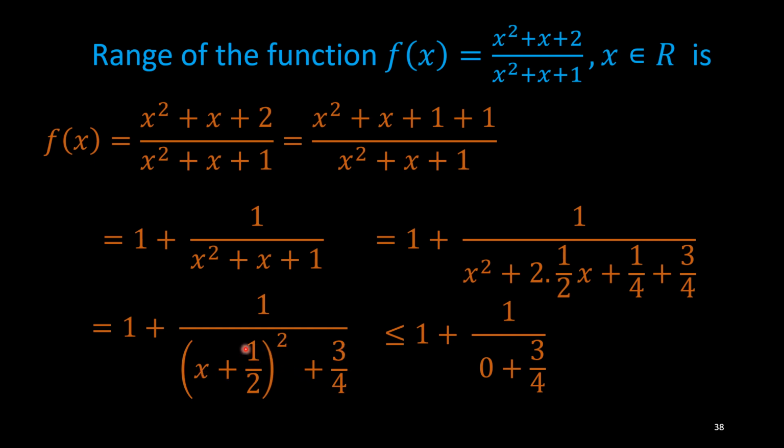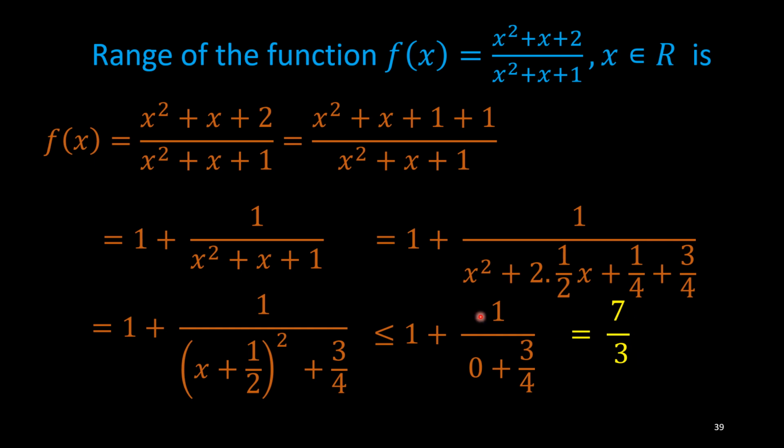And you can see that this value is always more than or equal to 0. It is always positive. So as it is always positive, this total value should be less than or equal to 1 plus 1 upon 0 plus 3 upon 4. Thus it should be less than or equal to, 4 is coming here, 4 by 3, so 7 by 3. So the maximum value of f of x is simply 7 by 3. It is very easy to find out.